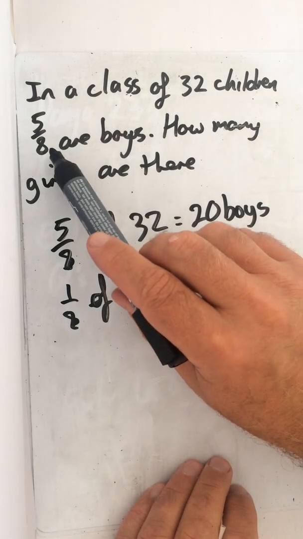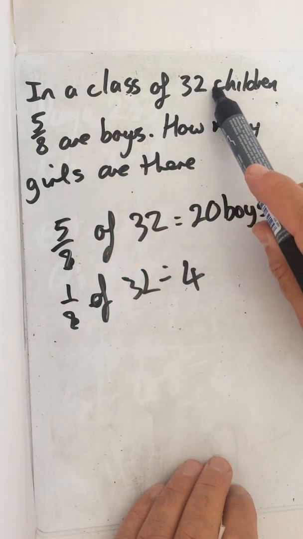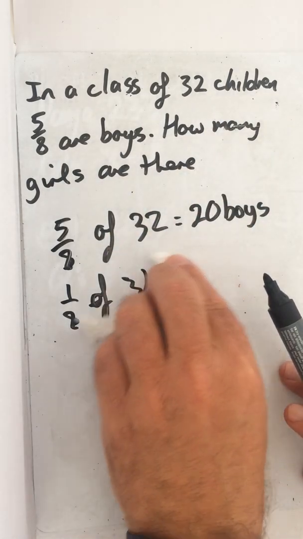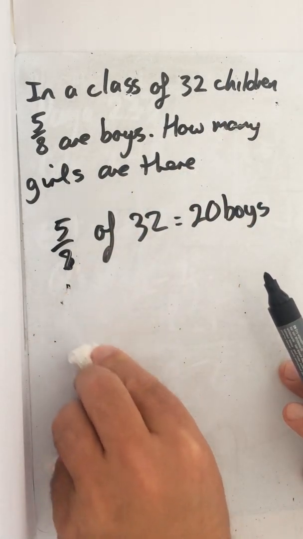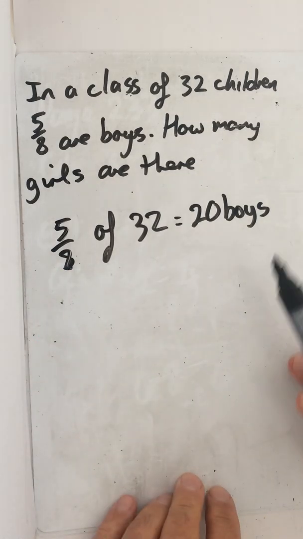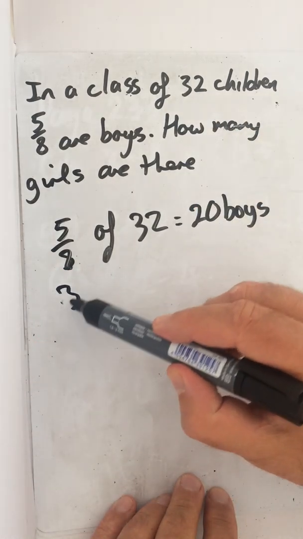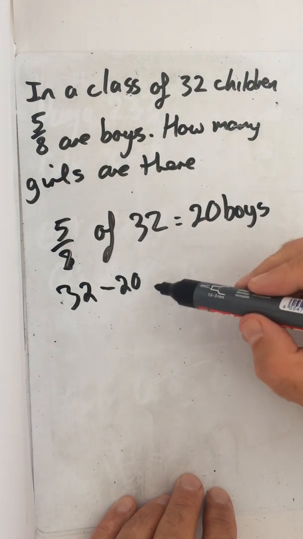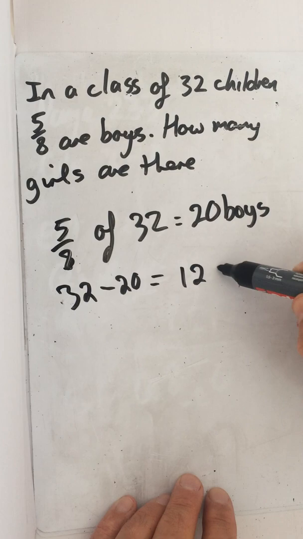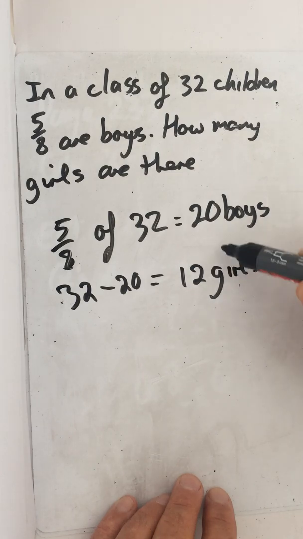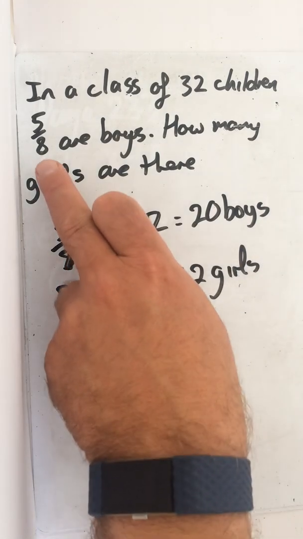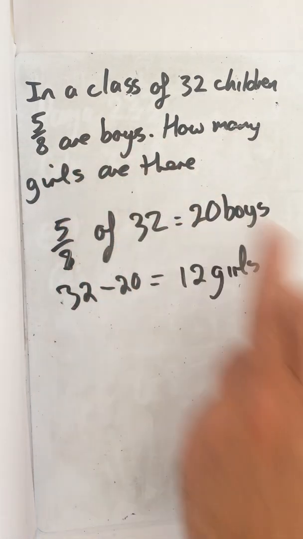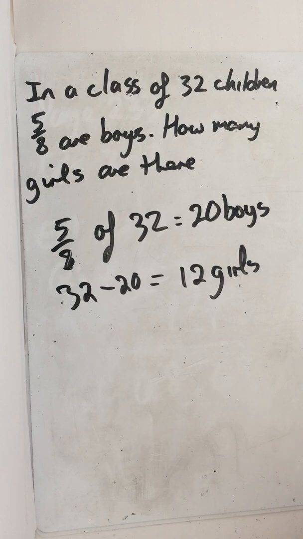So the first thing I have to find is 5/8 of 32. That tells me there are 20 boys in the class. So how many girls will there be in the class? Well, there are 32 children altogether, minus the 20 boys means the rest will be girls. So there are 12 girls. It's not just enough to work out the fraction. We have to make sure we answer the question.